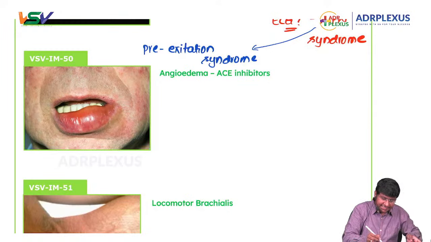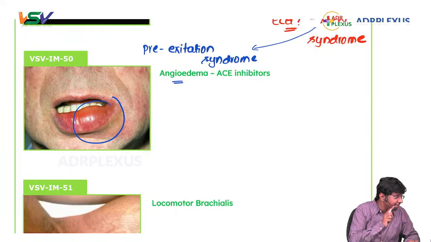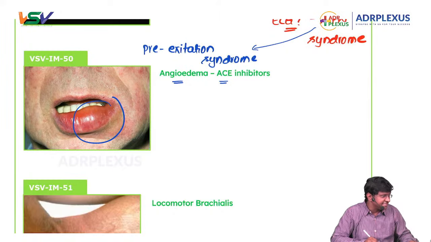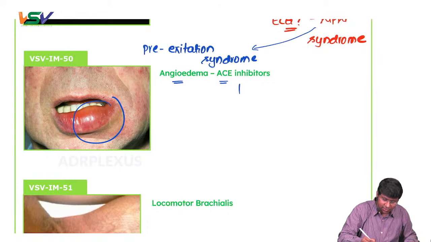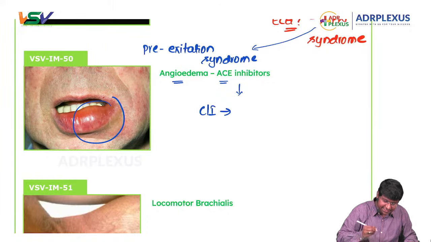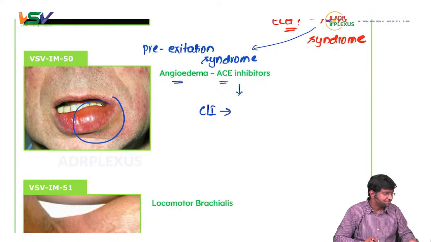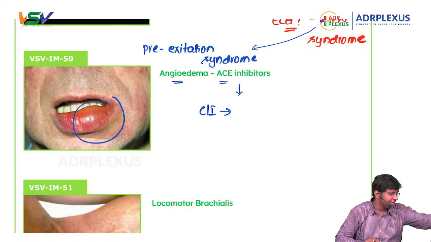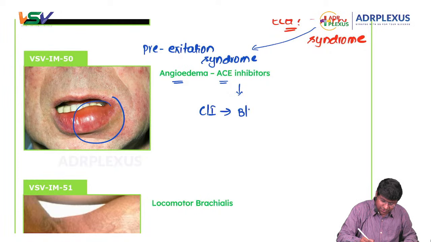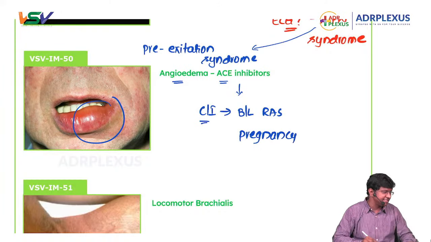Now, what exactly is this image? This image is suggestive of the angioedema which is observed when the patient is taking ACE inhibitors. So with ACE inhibitors, one of the adverse effects is development of angioedema. Now quickly tell me, what are the contraindications for ACE inhibitors? That includes bilateral renal artery stenosis, and the other one is pregnancy. So these two are the contraindications for ACE inhibitors.